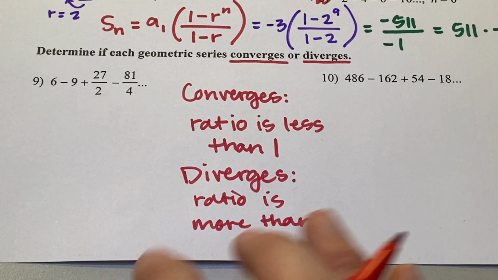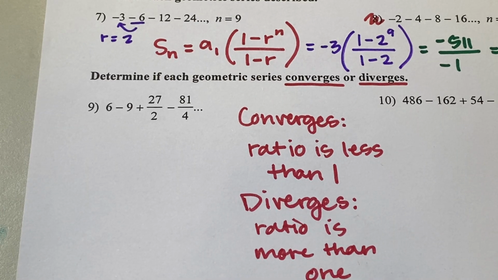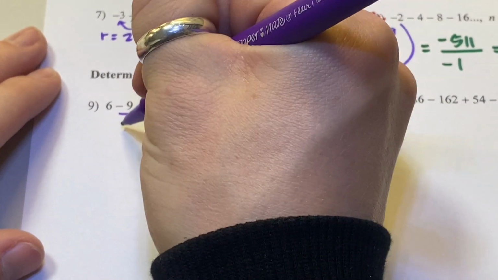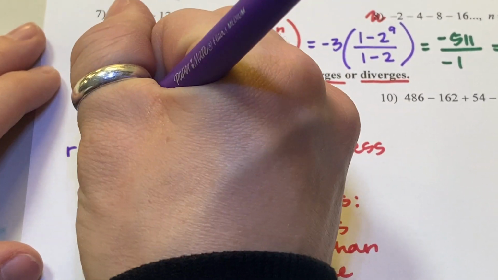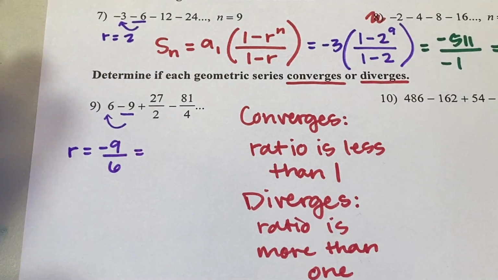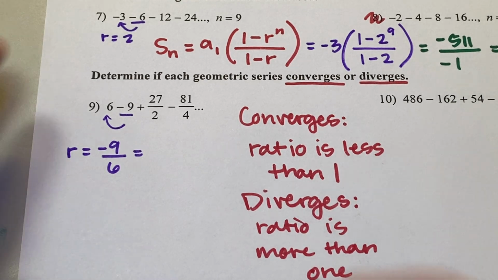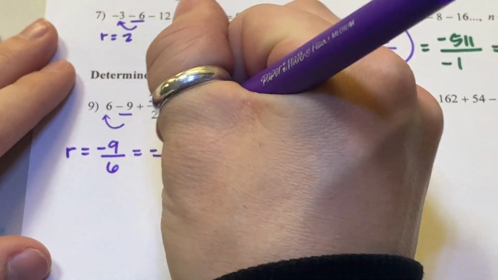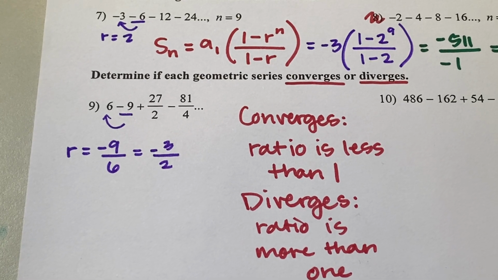Let's try this one out. In order to find the rate, you know how to do that. We just need to take a term and divide it by the term in front. This one is a little weird. We're going to take negative 9 divided by 6. This is a fraction, but you know how to reduce fractions. What can I divide both 9 and 6 by to make them smaller? 3. Good job. That gives me negative 3 over 2. There's my rate.